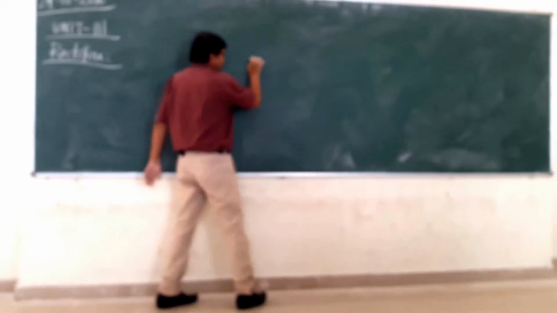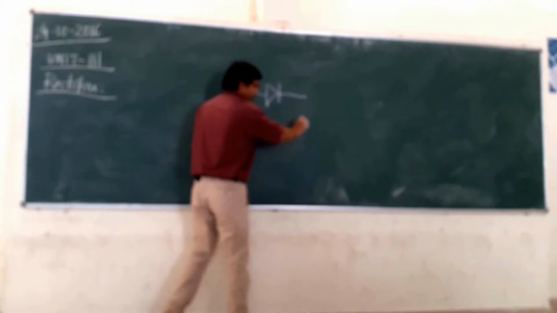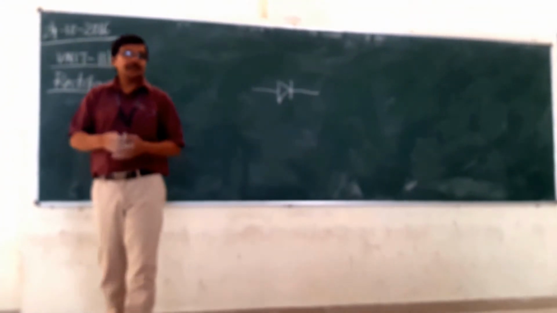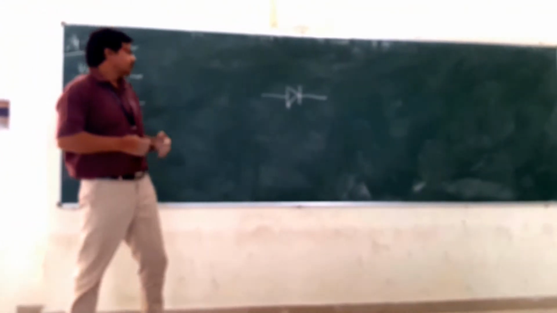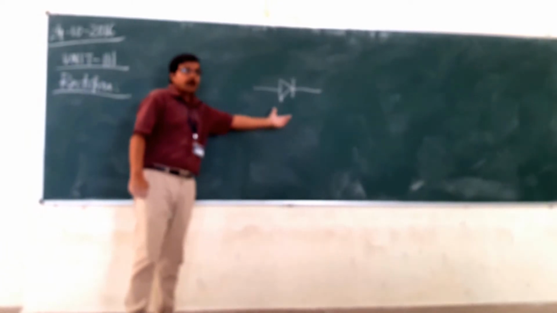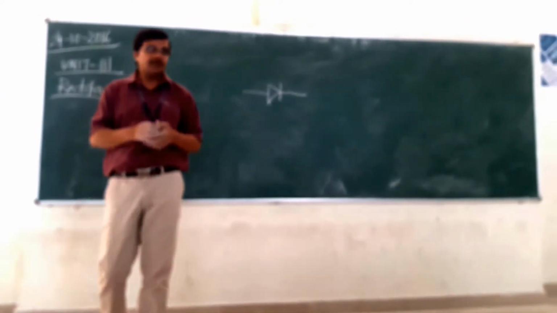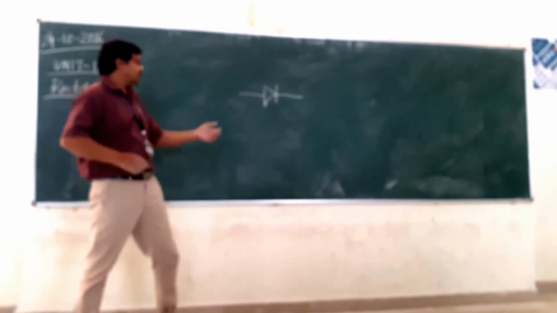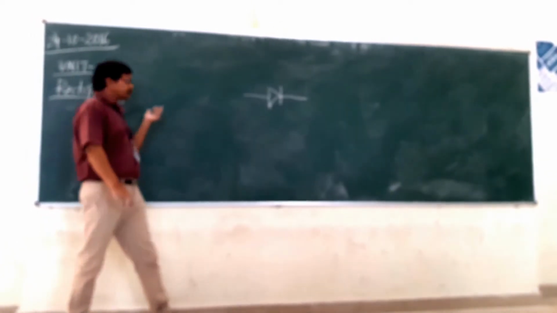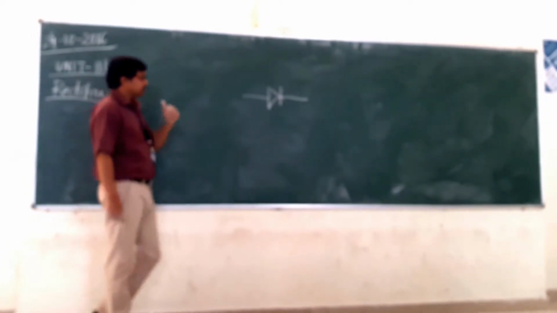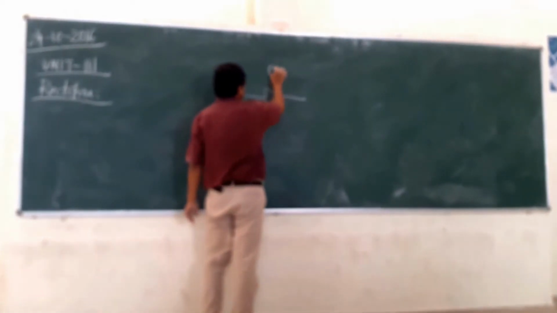In a rectifier, you have something called a diode, the p-n junction diode. This is the basic semiconductor device, and we use it in the rectifier. This is your p-n junction diode.